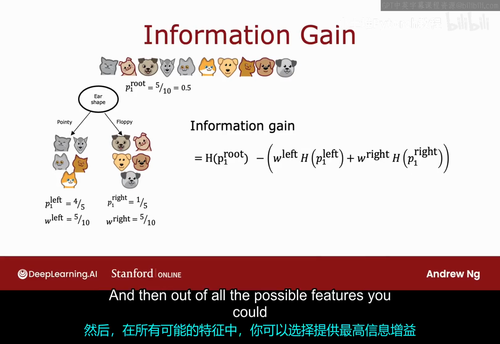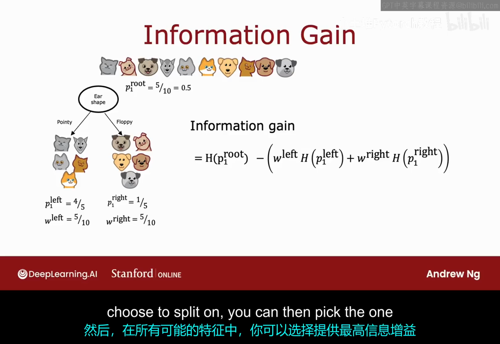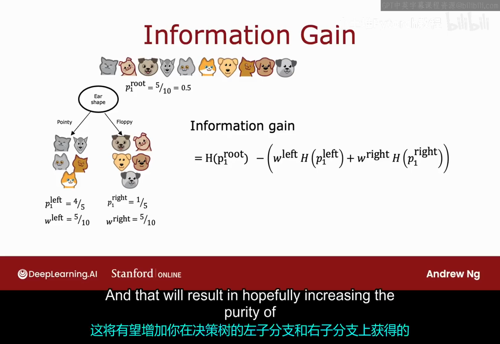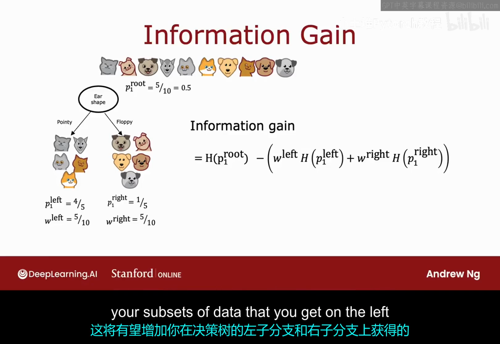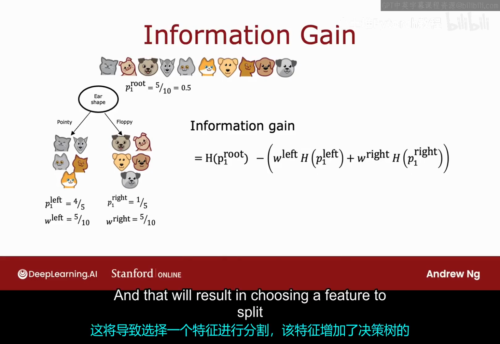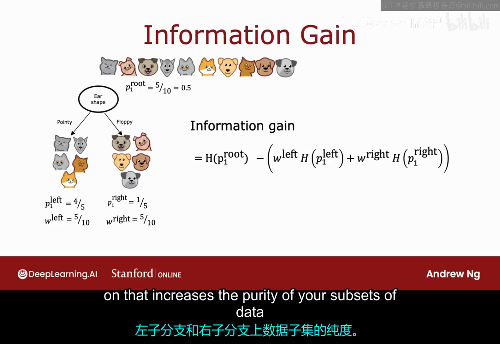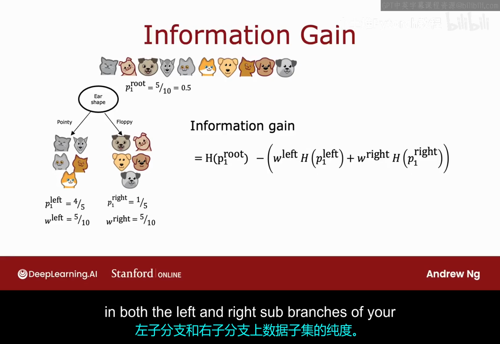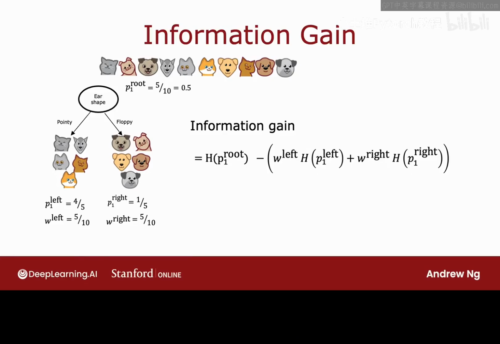And then out of all the possible features you could choose to split on, you can then pick the one that gives you the highest information gain. And that will result in hopefully increasing the purity of your subsets of data that you get on the left and right subbranches of your decision tree. And that will result in choosing a feature to split on that increases the purity of your subsets of data in both the left and right subbranches of your decision tree.